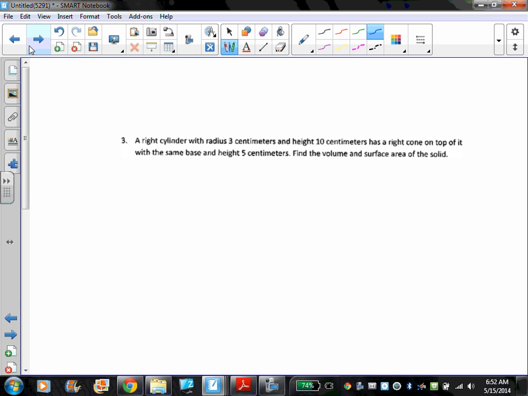So here we have a right cylinder, which is going back to our last video, with a radius of 3 centimeters. So we know that that's 3 centimeters for the radius, and a height of 10 centimeters. It has a right cone on top of it with the same base and a height of 5 centimeters. Find the volume and surface area of the solid.